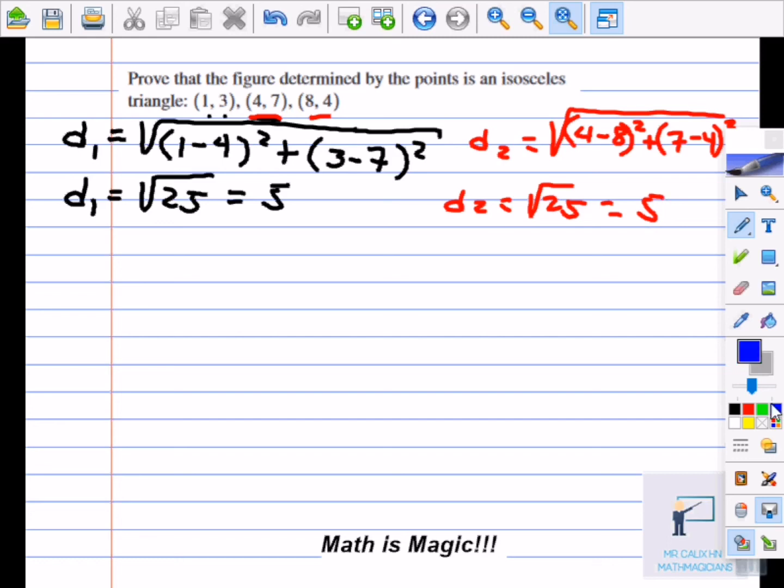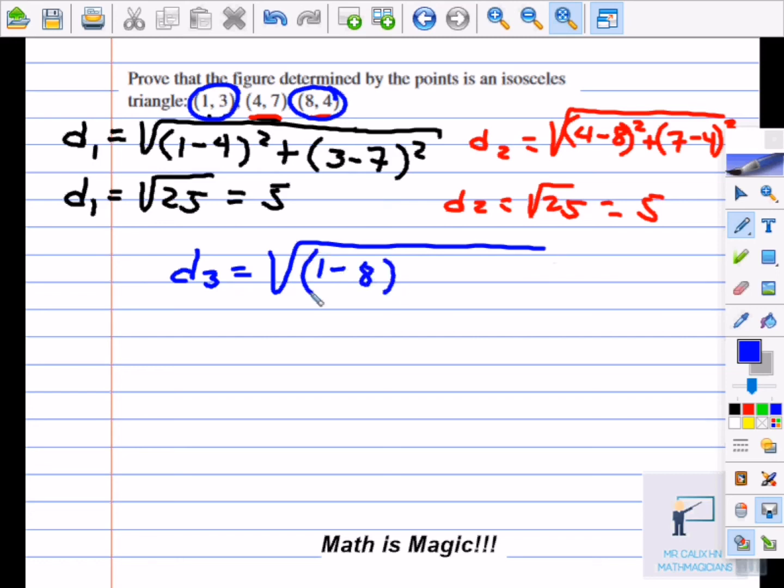The last distance will be D3. It's my first point and my last point, the 2 points that I'm going to circle. It says the square root of, in this case, 1 minus 8 squared plus 3 minus 4 squared also. If we evaluate this one, it is the square root of 50, that if you simplify it, will be 5 square root of 2.